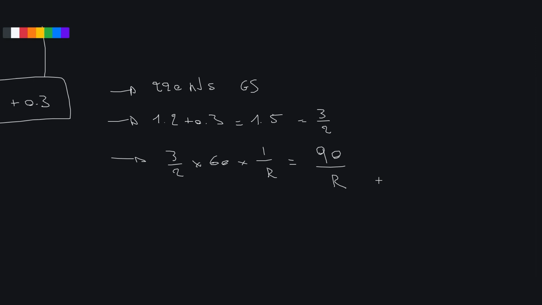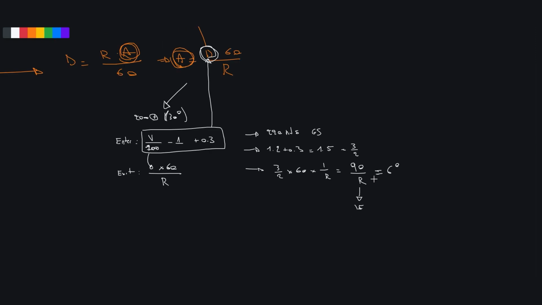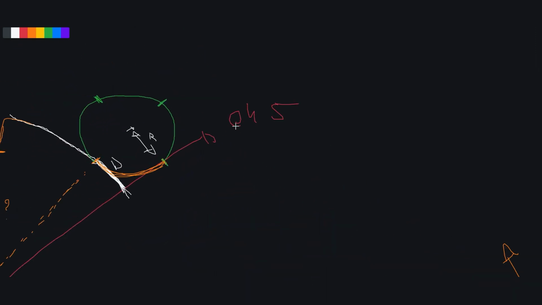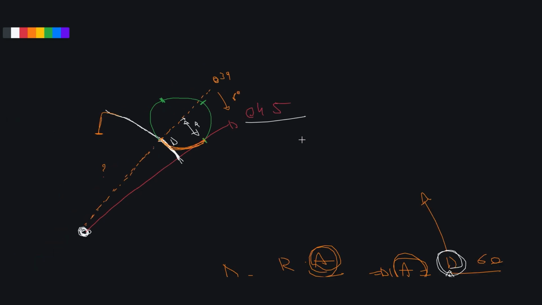All right. Let's say, for example, that our radius is equal to 15. That would make 6. So we will actually need to start turning 6 degrees before reaching the radial on which we want to exit the DME arc. So right now we want to exit on radial 045. So we will need to start turning when crossing radial 039. All right, and there's a difference of 6 degrees.